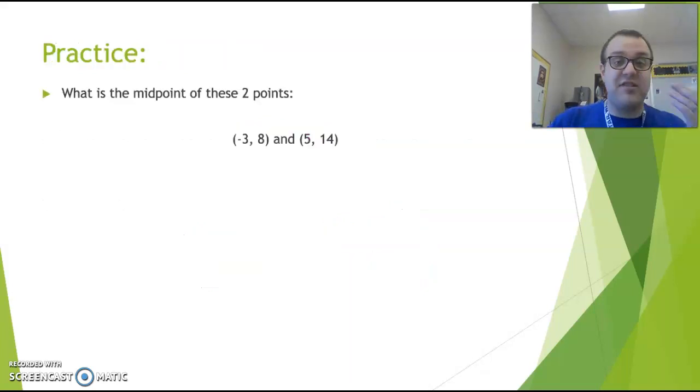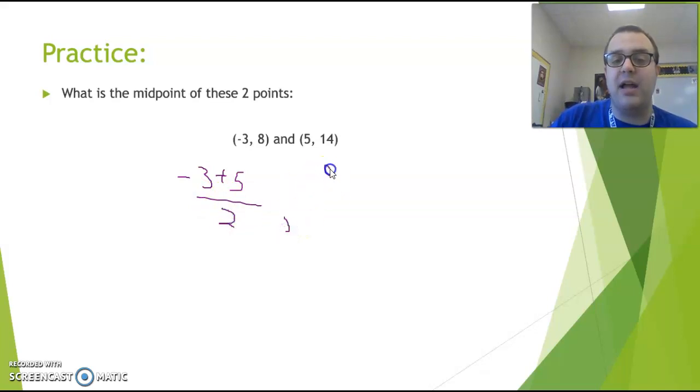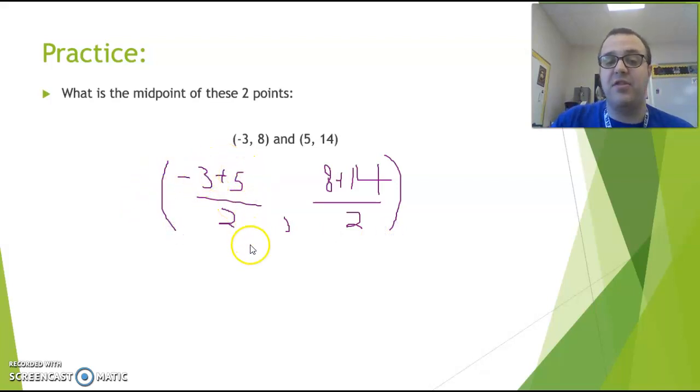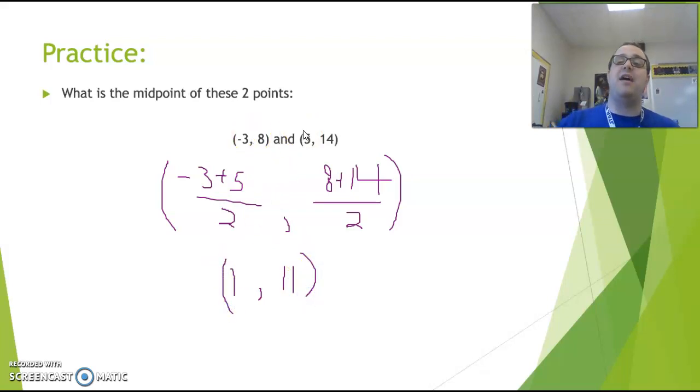So if I'm given this point, we have (-3, 8) and (5, 14). What I would do is start by adding my x's together. So I'll have -3 plus 5 divided by 2. And then I do the same thing with my y's: 8 plus 14 divided by 2. And then I'll go ahead, add and divide. So -3 plus 5 is 2, divided by 2 is going to be 1. 8 plus 14 is 22, divided by 2 is going to be 11. (1, 11) would be the midpoint between these 2 points. It's going to be exactly halfway in between those 2 points.